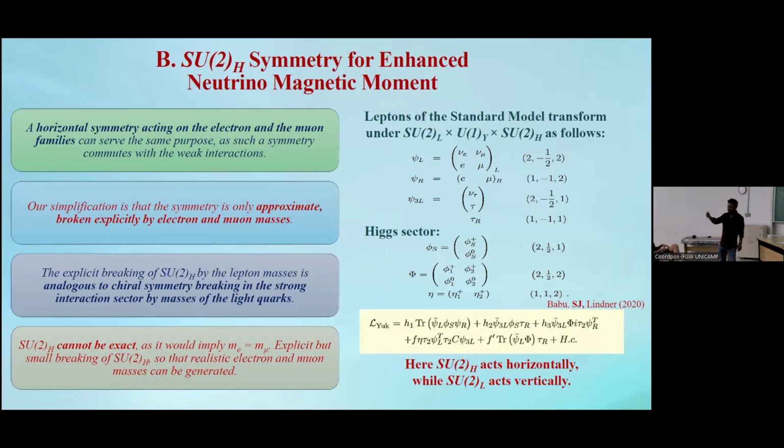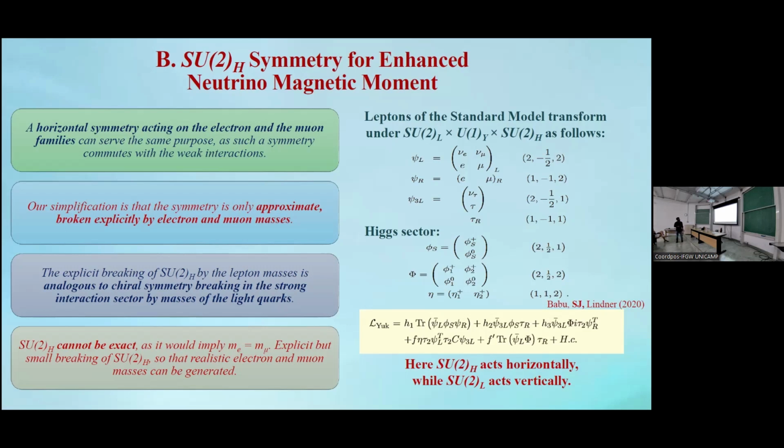So that idea, rather than SU(2) neutrino symmetry, which is Boltzmann symmetry, transforming neutrino to neutrino conjugate, goes to horizontal symmetry. How does that work? The same idea, but you have three flavors. If you have two family symmetries and around two flavors, that's what we are doing. A horizontal symmetry acting on the electron and muon family can serve the same purpose, as such a symmetry commutes with the gauge interactions, and it doesn't have any problem. So that's called the horizontal symmetry, and in a very simplified scenario we take the symmetry to be approximate, broken explicitly by electron and muon mass. This is analogous to isospin symmetry working in the strong interaction sector, broken by the mass of the light quarks.